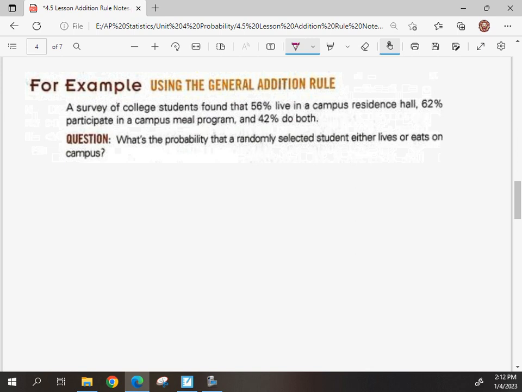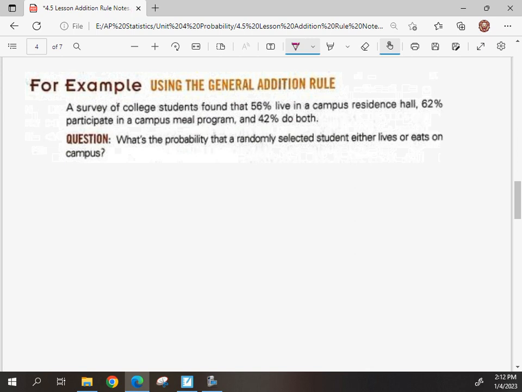Here we have the scenario of college students where we have some students who live on campus. We have some students who participate in a meal program. And then we have some students who do both. Not everybody who is in a meal program is going to live on campus. Not everybody who lives on campus is going to participate in a meal program. It's not a requirement. So we have this situation where some do both, but not all of them.